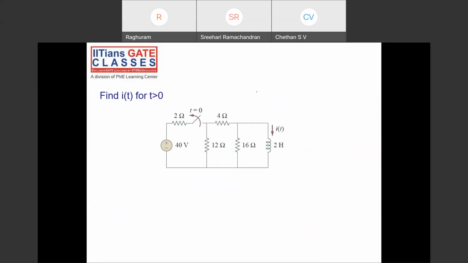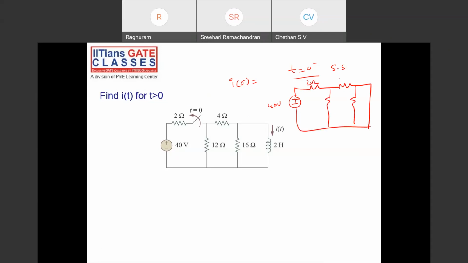So again, find I of 0 minus. How to find it? At t equal to 0 minus, what is the circuit? Switch is closed. This is my circuit, 40 volts. T equal to 0 minus is a steady state condition. What happens to the inductor? Inductor becomes short circuit for DC.